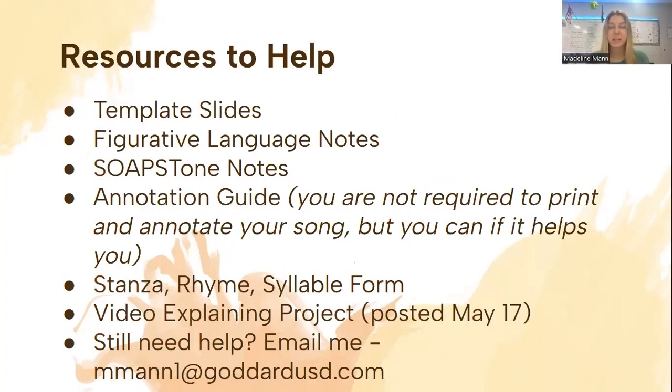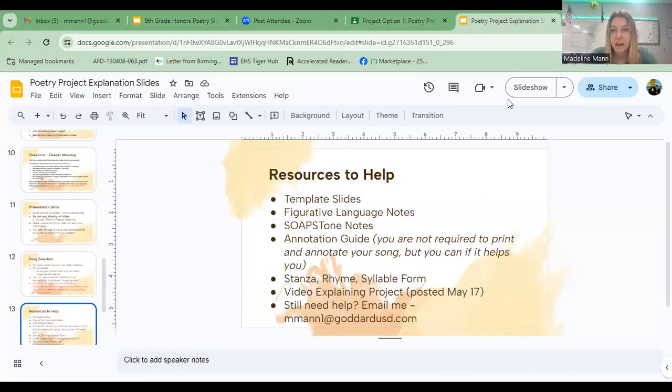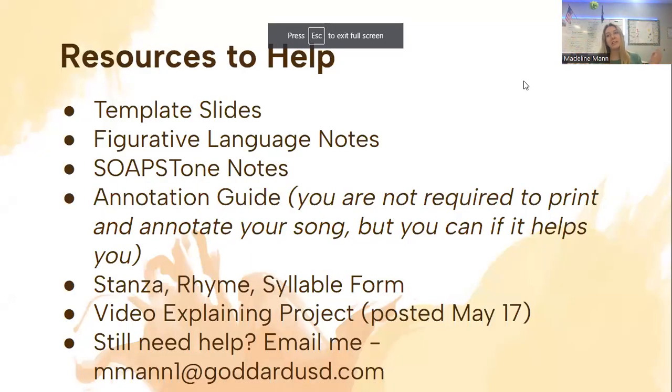Resources to help you through this. The template slides that are available on Google Classroom, they're available in this same part that I just showed you. So project option 1, these are your template slides right here. Figurative language notes also available on Google Classroom. They got posted in January and then they got pinned to the top of our classroom on, I believe it was Tuesday. Soapstone notes, we took those notes last Friday. Annotation guide, that's the slides with the lady with the sunglasses. They're purple and blue. We were using them yesterday to annotate the 7 Habits poem and Set Fire to the Rain, Mean, or Imagine in class.